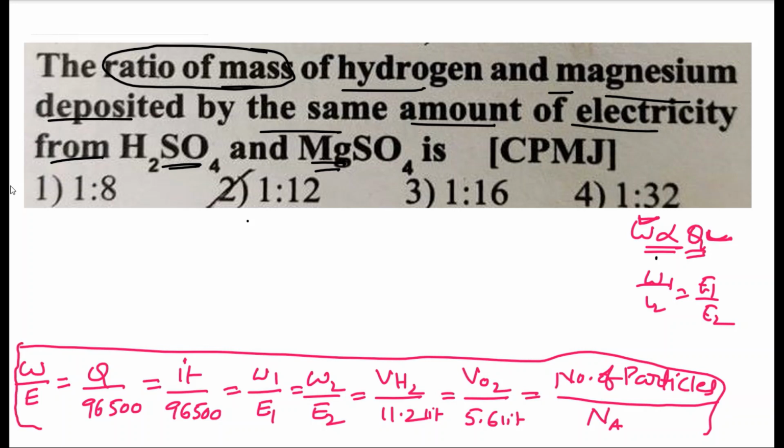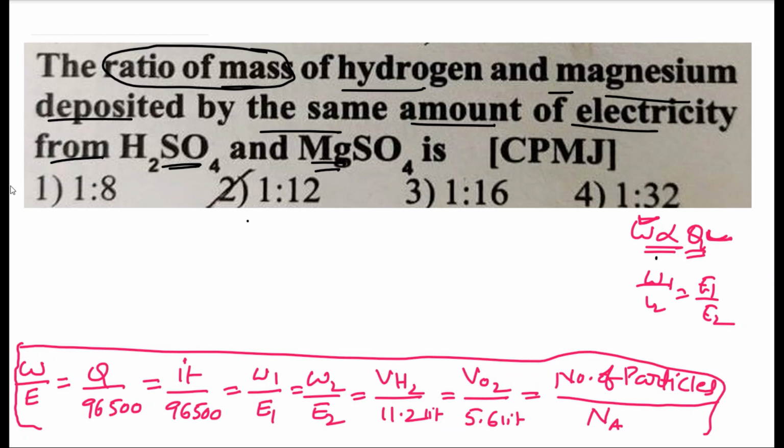So what is that sequence formula? The weight W by E is equal to Q by 96,500, is equal to IT by 96,500, is equal to W1 by E1 is equal to W2 by E2, is equal to volume of H2 by 11.2 liters, is equal to volume of O2 by 5.6 liters, is equal to number of particles by NA.